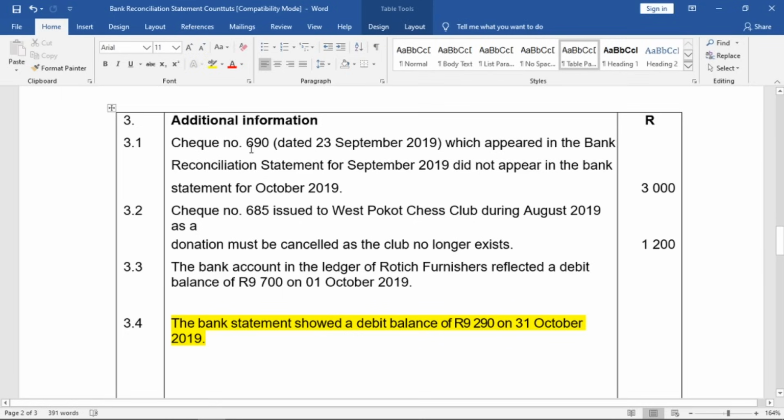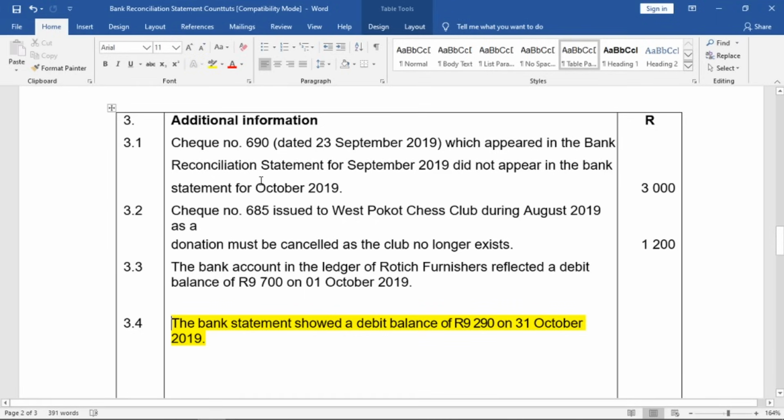We're told check number 690, dated 23 September 2019, being last month because we are doing for October 2019, which appeared in the bank reconciliation statement for September 2019, did not appear in the bank statement for October 2019. Now, I explained this when we went through the theory earlier on. That's why it's very important for you to have understood the theory. If it appeared in the bank reconciliation statement for last month, which we are told here is September, and did not appear in the bank statement for this month, October, what do we do? We put it in the bank reconciliation statement for this month again.